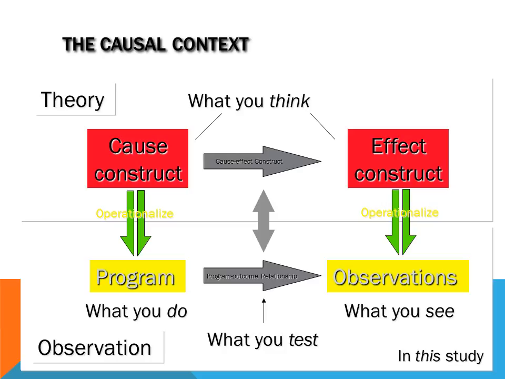Likewise, we operationalize the effect construct by asking people whether or not they would purchase Starbucks coffee at various prices. So we ask them, would you purchase coffee if it was $5? Then we ask them if they would purchase it for $6, $7, and $8. And so we have now operationalized both the cause construct and the effect construct. And this is the world of reality. This is the world where we do our study.